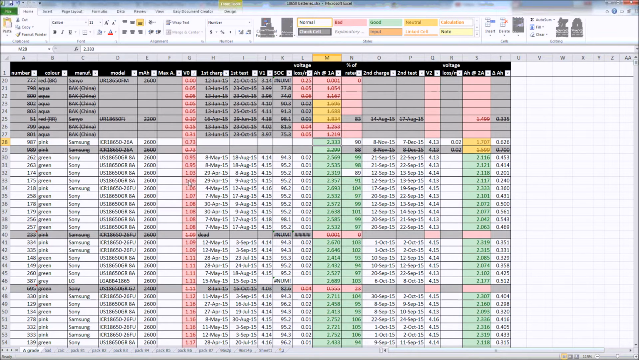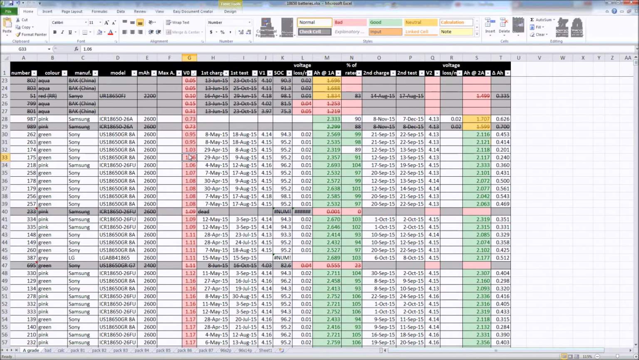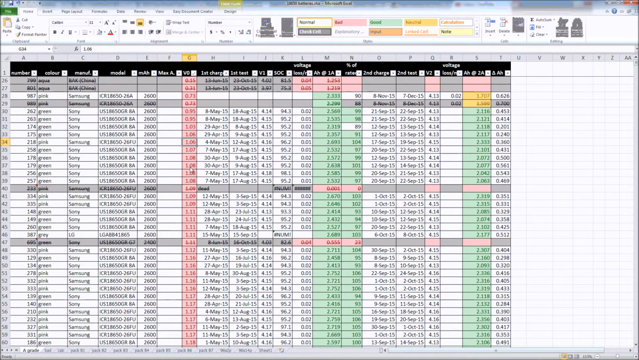If I go up here, you'll see some cells that were at 1 volt tested out actually pretty good. This cell here, even though it was very low voltage, resulted in a 2600 milliamp hour rating, which is 104% of rated, and even tested at 2 amps, it came out to be a very good cell. So you can't rely on the voltage of the cell to decide if the cell is good or bad.